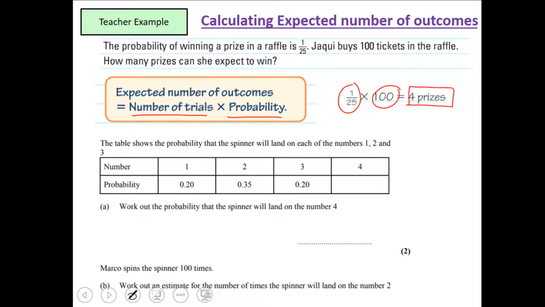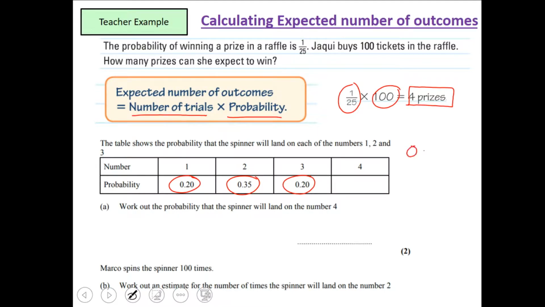So the next question is, the table shows the probability that the spinner will land on each of the numbers 1, 2 and 3. Work out the probability that the spinner will land on the number 4. Okay, so the probability that the spinner will land on 1 is 0.2, 2 is 0.35, 3 is 0.2. So to complete the table first, we need to total them up.